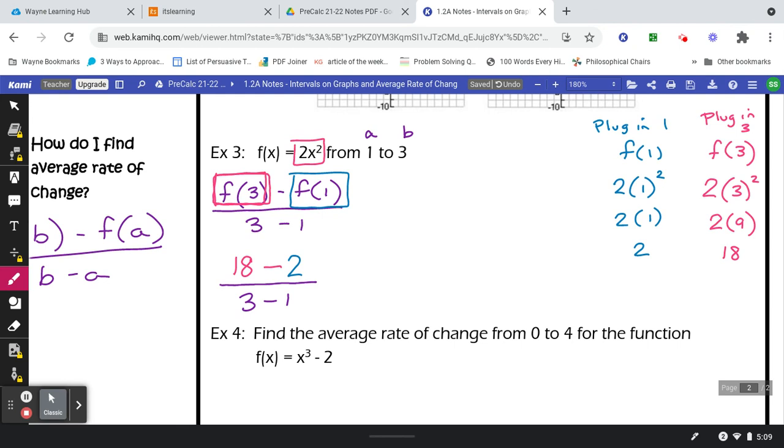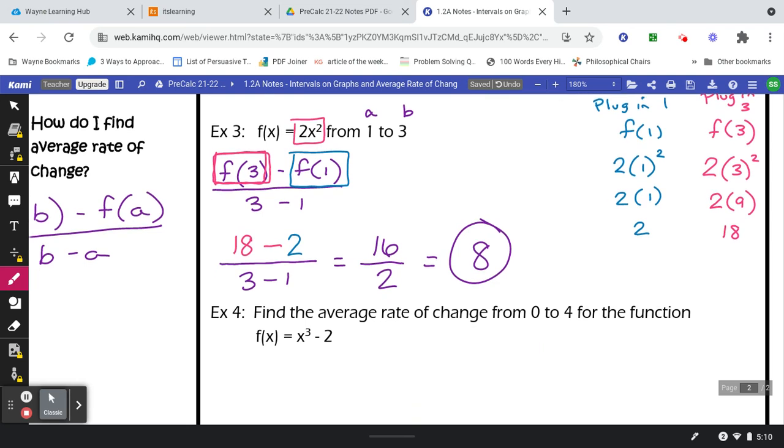So it's almost like you have two miniature problems to solve as you're solving this bigger one. Once you've solved those two little problems, then you can go ahead and do the math. 18 minus 2 is 16. 3 minus 1 is 2, and divide that to get a final answer of 8. So your average rate of change from 1 to 3 is 8, which just means if you had this graph and you went from 1 to 3, your slope would be 8.